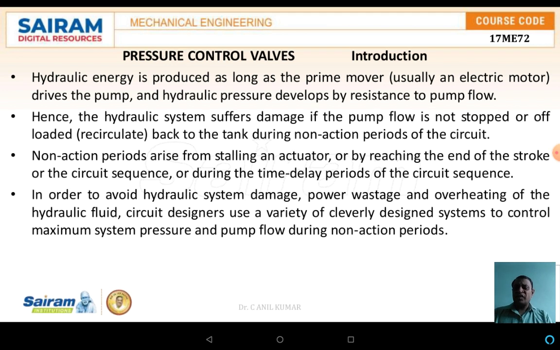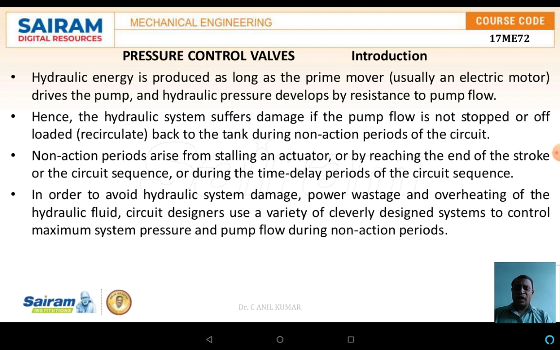The next topic we are discussing is the pressure control valve. The hydraulic energy is produced as long as the prime mover drives the pump, and the hydraulic pressure develops by the resistance to the pump flow. Hence, the hydraulic system suffers damage if the pump flow is not stopped or offloaded back to the tank during the non-action period of the circuit. A non-action period arises from stalling an actuator, reaching the end of the stroke, or during the time delay period of the circuit sequences.